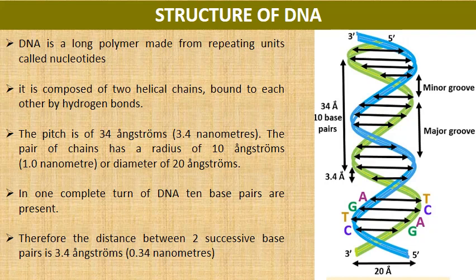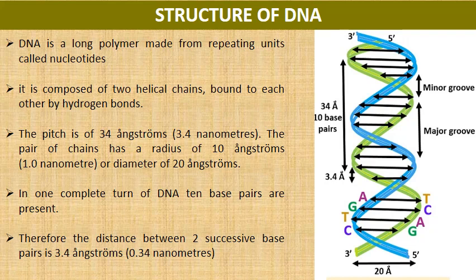The length or pitch of one complete turn is 34 angstroms or 3.4 nanometers. One turn is the distance between two successive major grooves and minor grooves. In one complete turn of DNA, 10 base pairs are present. Therefore, the distance between two successive base pairs is 3.4 angstroms or 0.34 nanometers. The pair of chains has a radius of 10 angstroms, that is 1 nanometer, or a diameter of 20 angstroms. It remains constant throughout DNA.